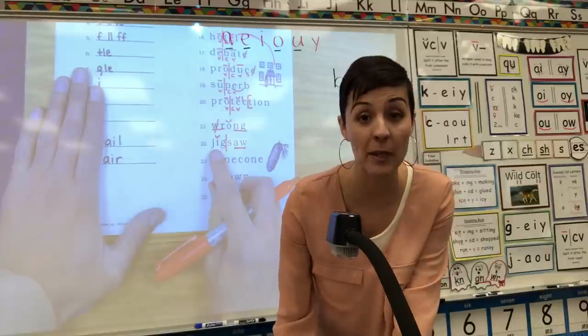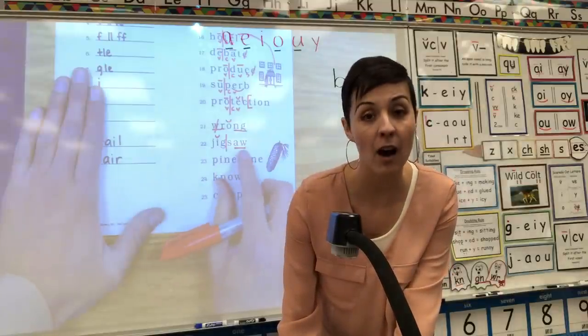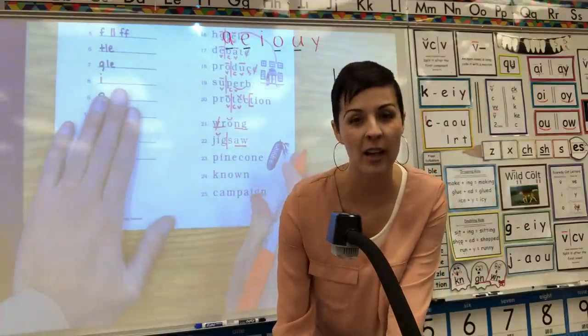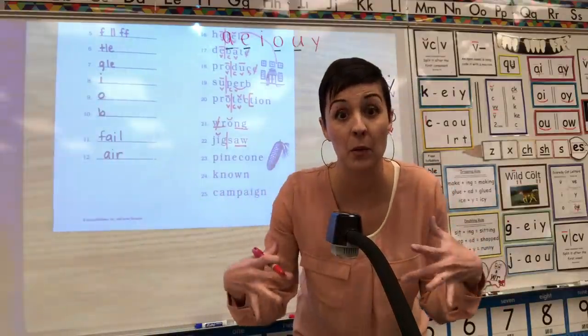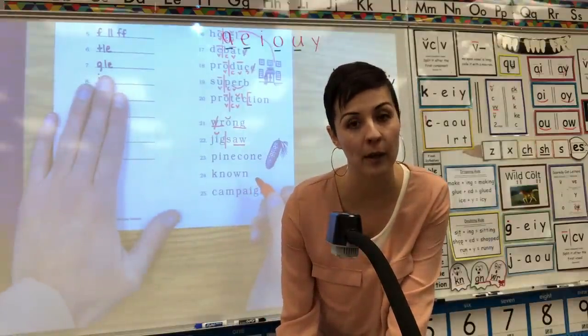Will you read the two words with me, starting on J? Get ready? Jig, saw, what word? Jigsaw, you got it. Jigsaw, like a jigsaw puzzle, means puzzle pieces you put together. 23 is also a compound word. Let's find the two words.